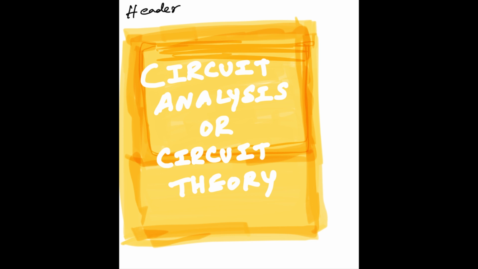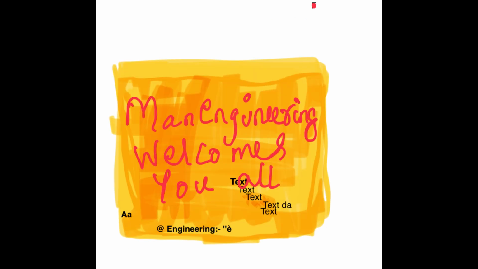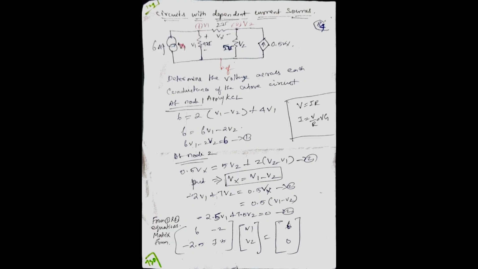Consider sources like a car battery or torchlight cell. The voltage is not constant and depends on the current drawn from it. Such sources are known as dependent or controlled sources. In this circuit, the dependent source is 0.5 Vx, and there is a 6 ampere source, that is a DC circuit.